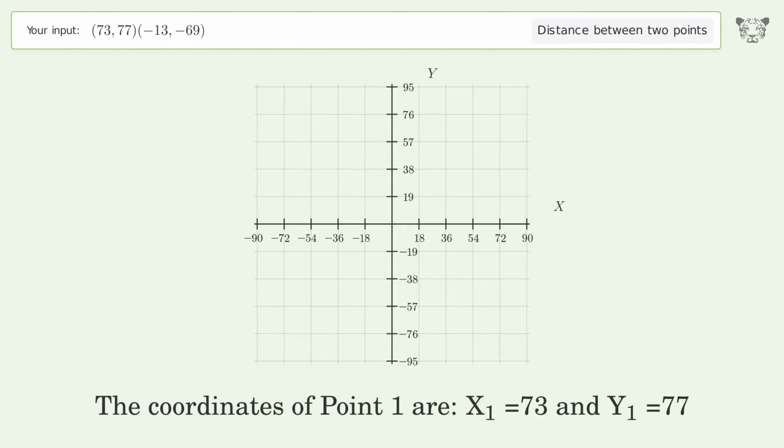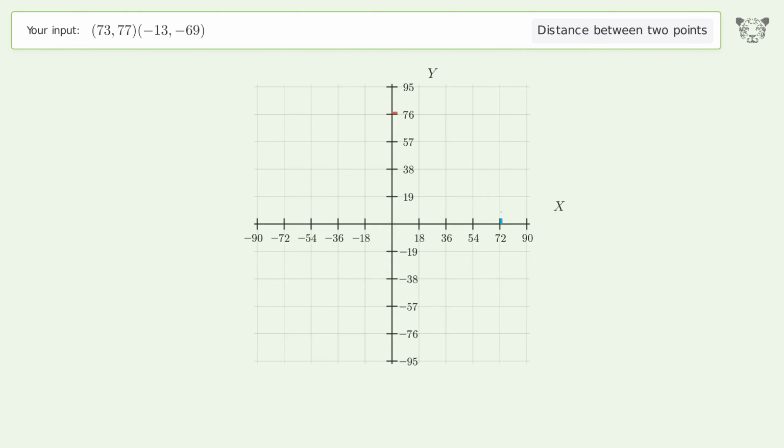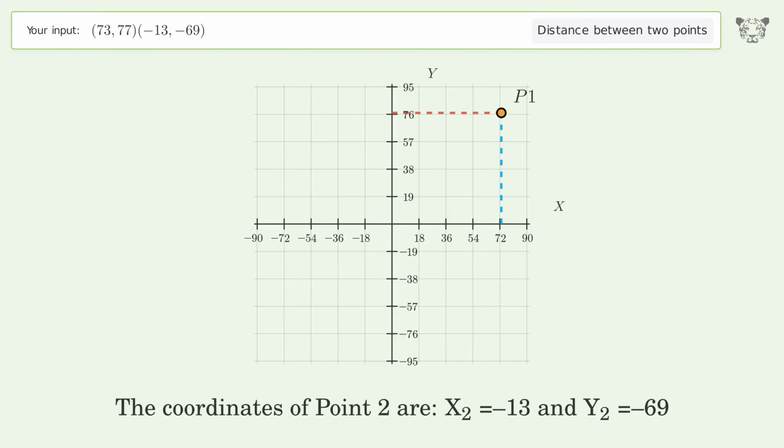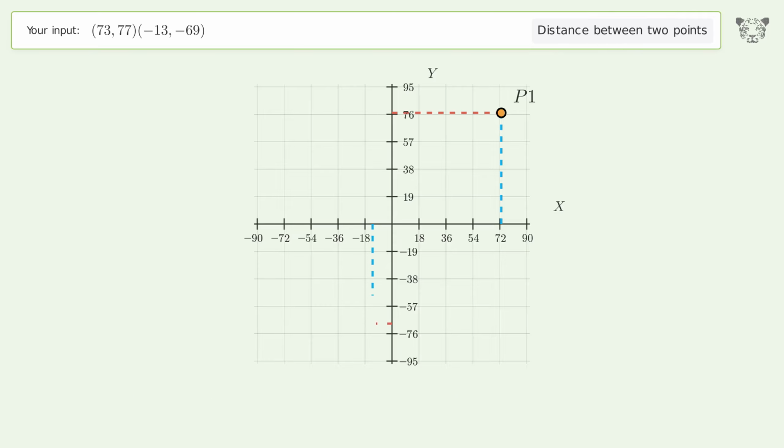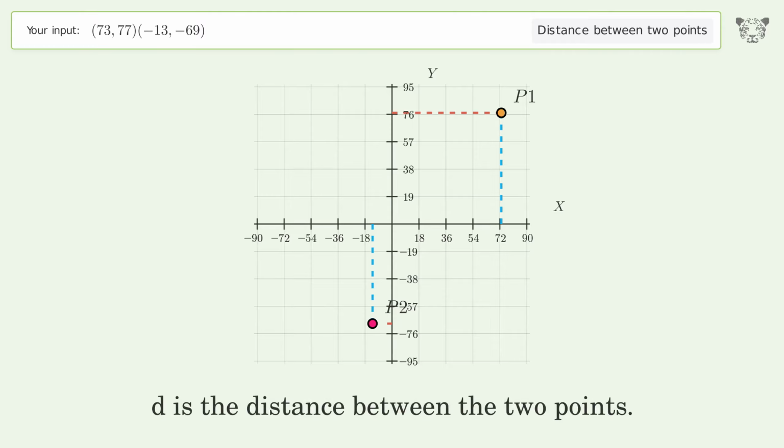The coordinates of point 1 are x1 equals 73 and y1 equals 77. The coordinates of point 2 are x2 equals negative 13 and y2 equals negative 69. D is the distance between the 2 points.